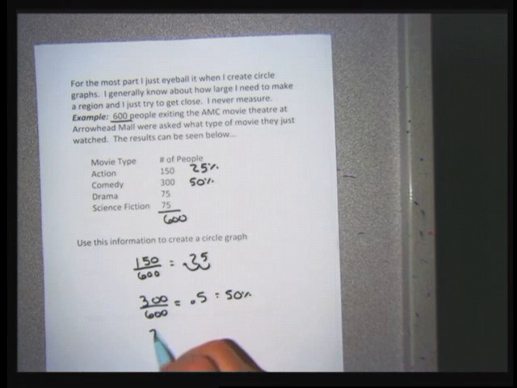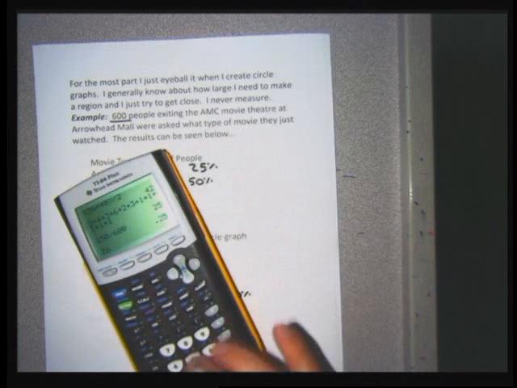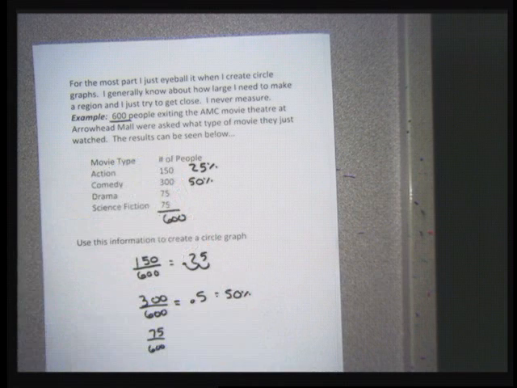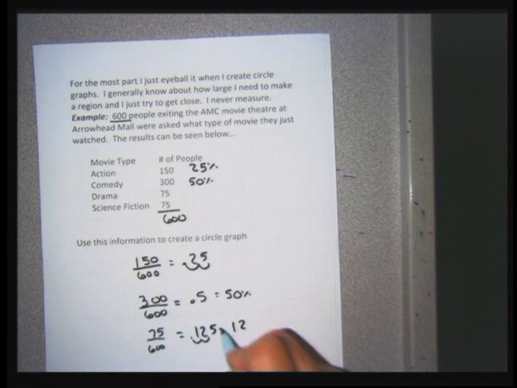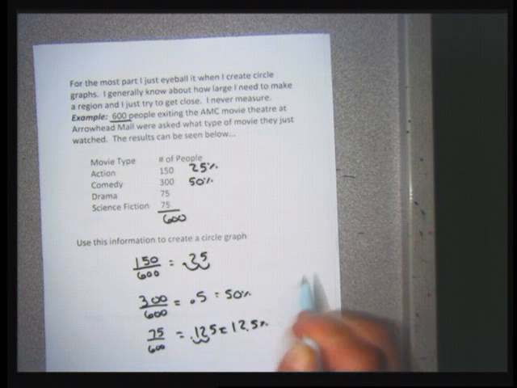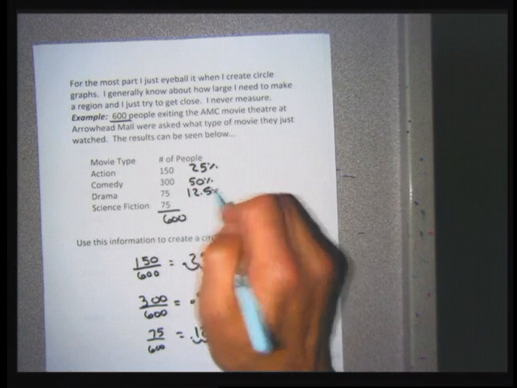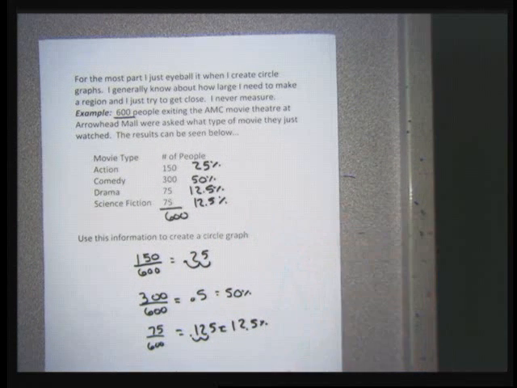And the last two numbers, if I do 75 divided by 600, I think I'm going to get 12.5. So I do 75 divided by 600, I get 0.125. I move the decimal 2 over, and that's going to be 12.5%. So for each of the drama and the sci-fi, I'm going to make 12.5%.